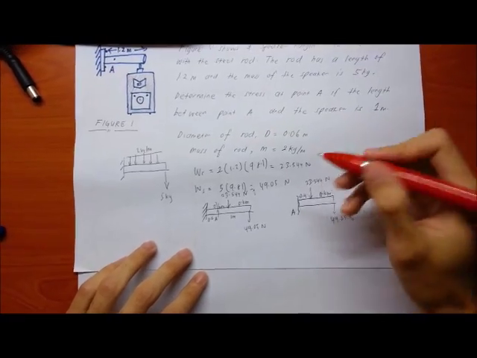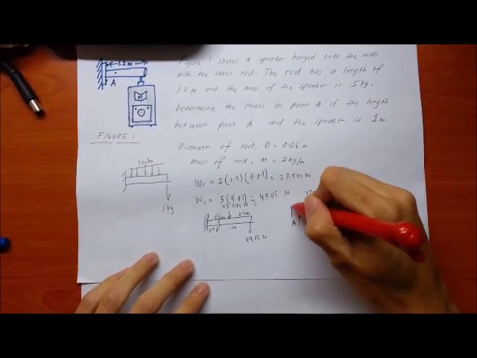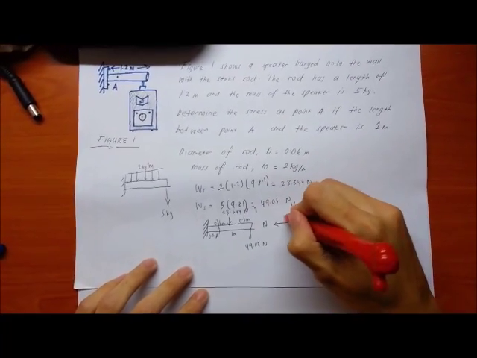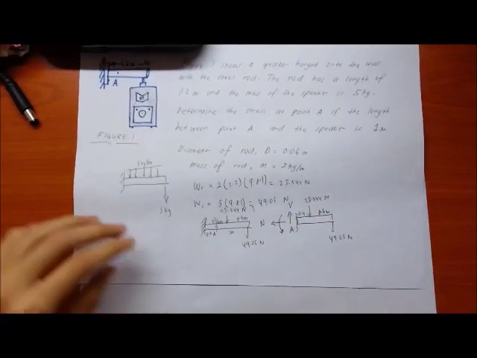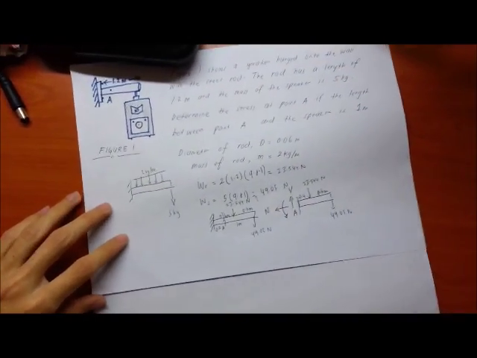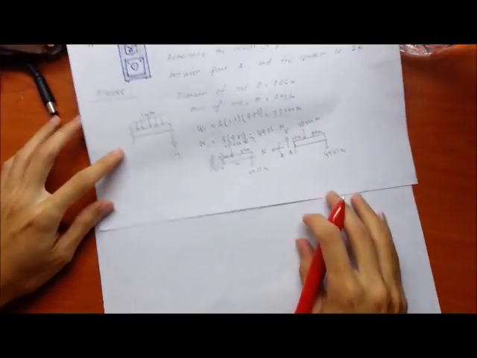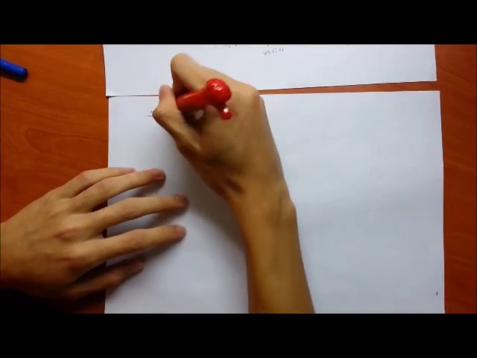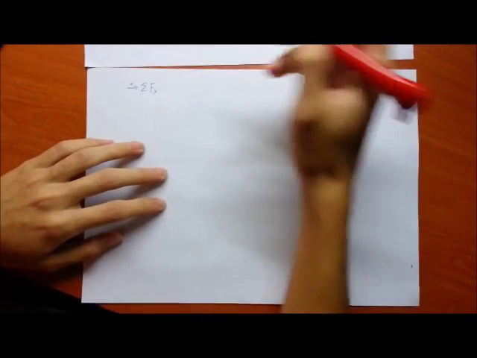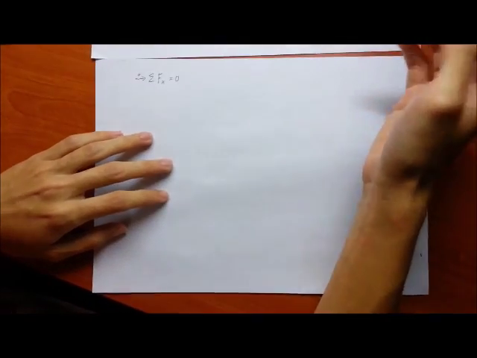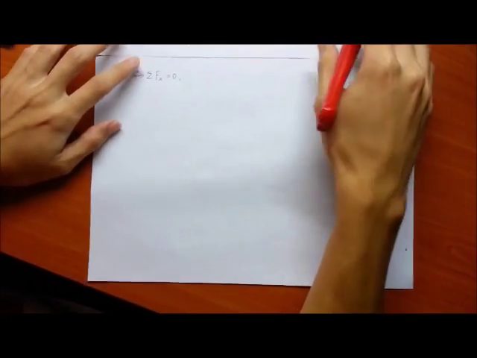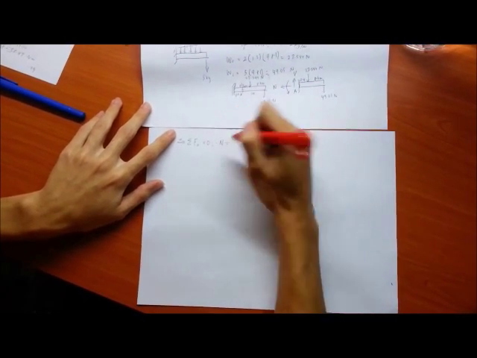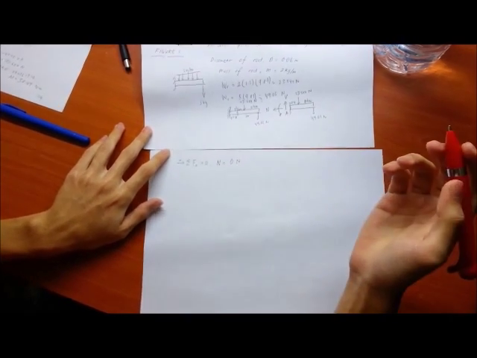Okay, next we need to find the reactions. Here we have the Y direction, the X, and the moment. We find the X first. The summation of force in the X direction is 0 in equilibrium. Since there is no force acting in the X direction, we can assume N is equal to 0 Newton.